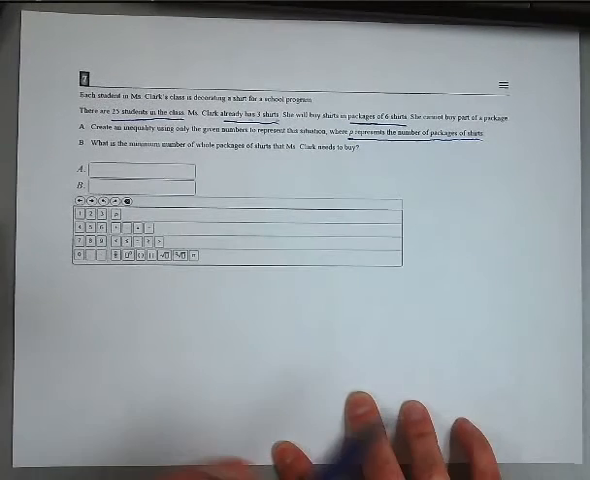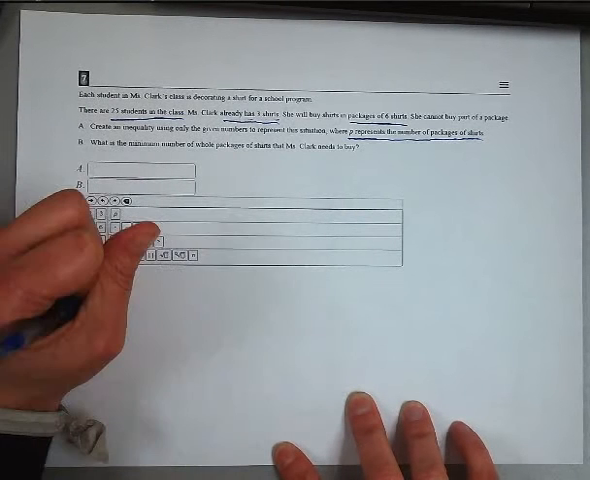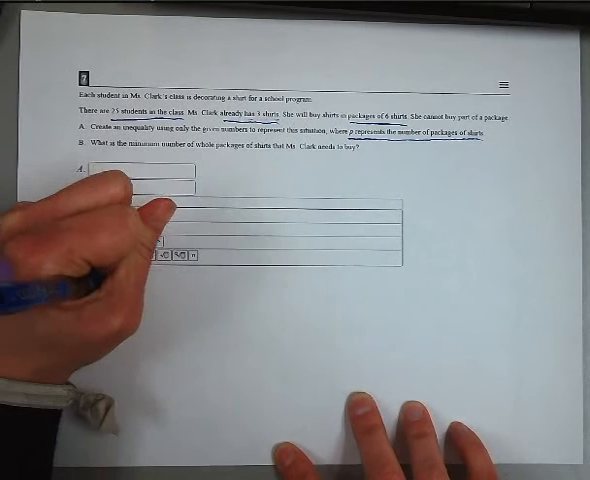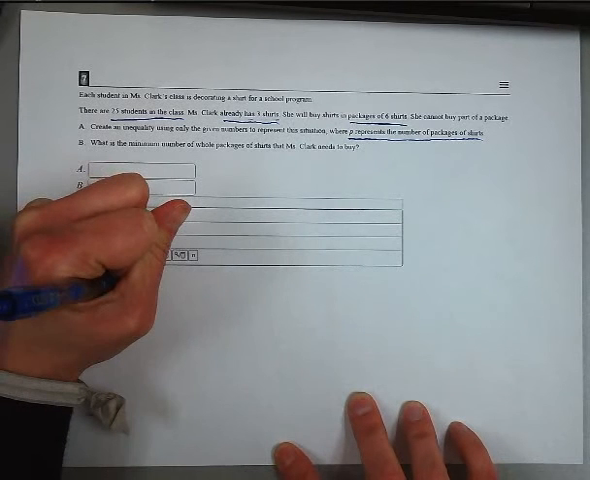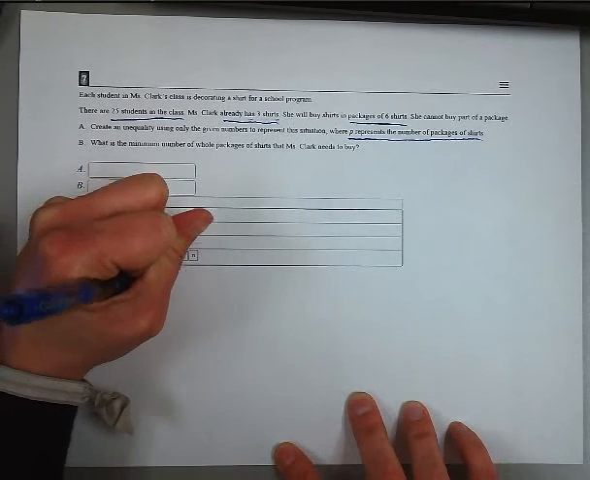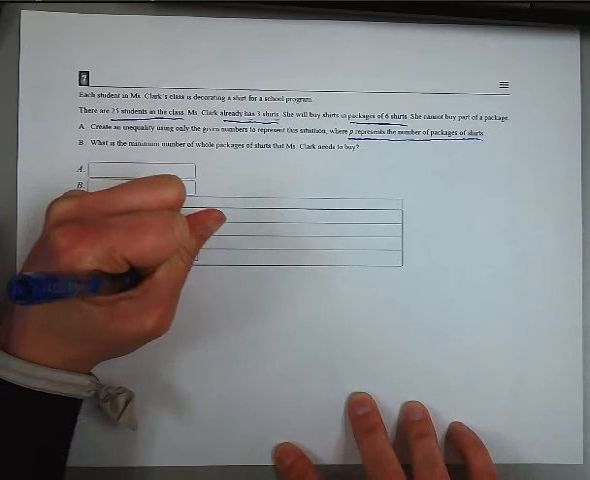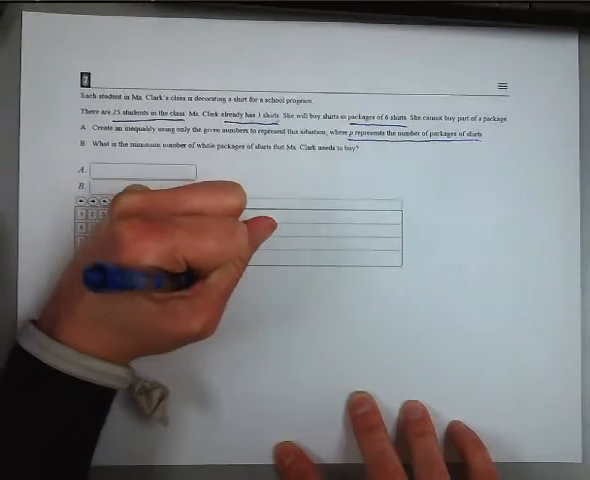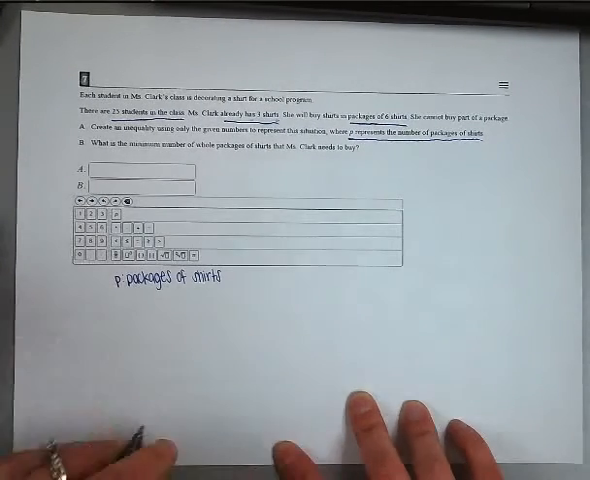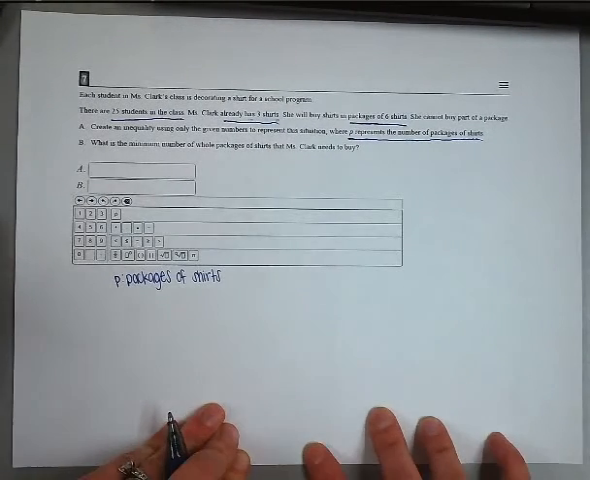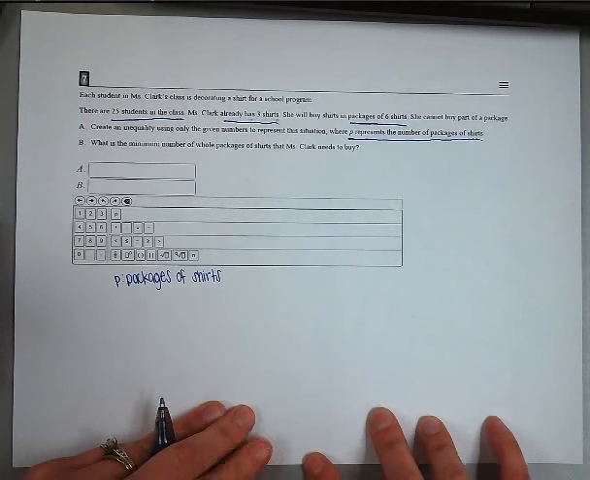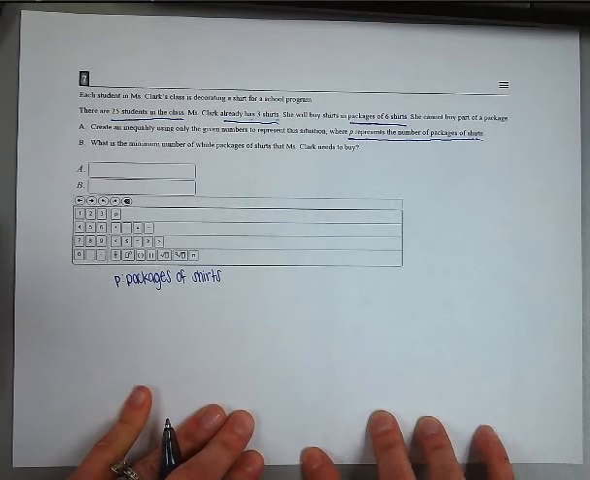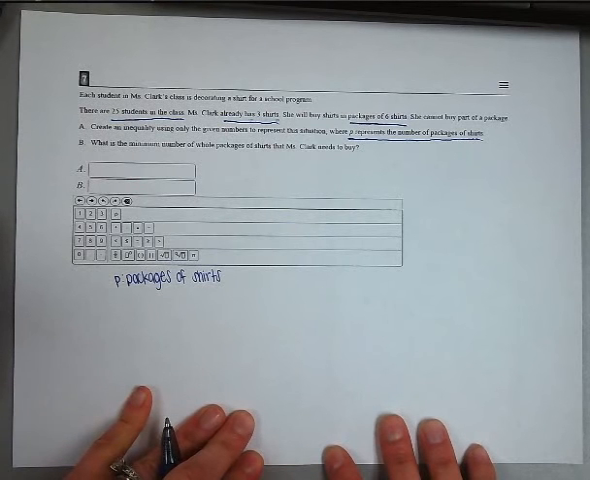So we always want to start off remembering that our variable is represented as the packages of shirts. So P represents the packages of shirts. Now, a lot of times when we have a two-step equation or inequality, it's important to think about if there is a total. So go ahead, take a minute to think about, do we have a total in this problem? And what is it? 25? Is it 3? Is it 6?